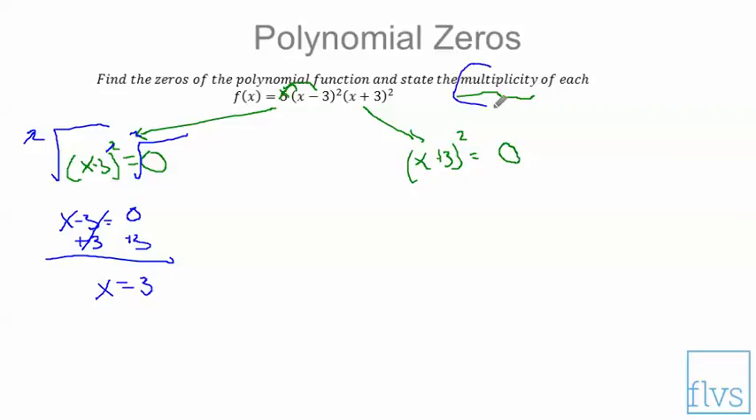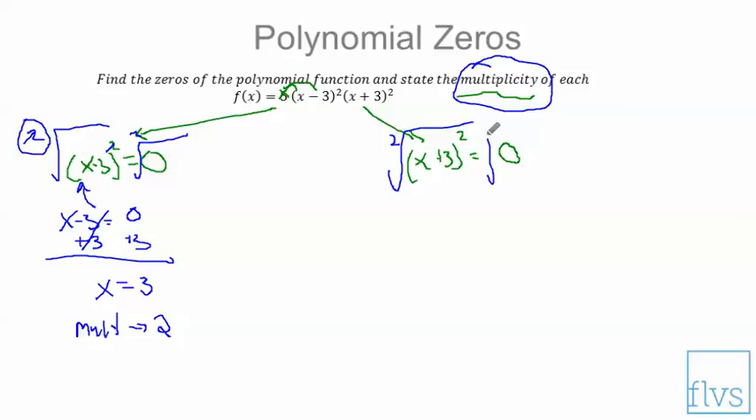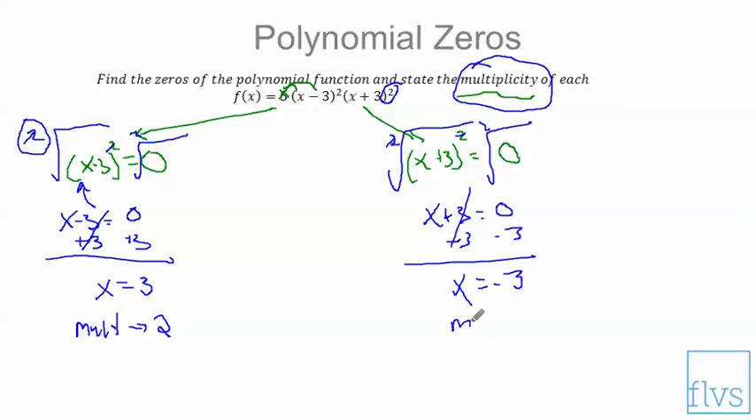As far as multiplicity goes, remember that's the part most people struggle with. It had an exponent of 2. So really this whole thing happened twice. So my multiplicity is going to be 2. So I'm going to do the same thing on this other problem over here. I'm going to square root both sides. They're gone. I get x plus 3 is equal to 0. I'm going to minus 3 on both sides, and I get x is equal to negative 3. Again, it had an exponent of 2, so that means this whole thing happens twice. So my multiplicity on this one is also 2.